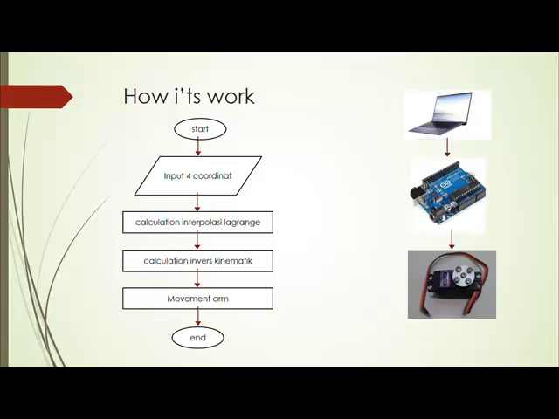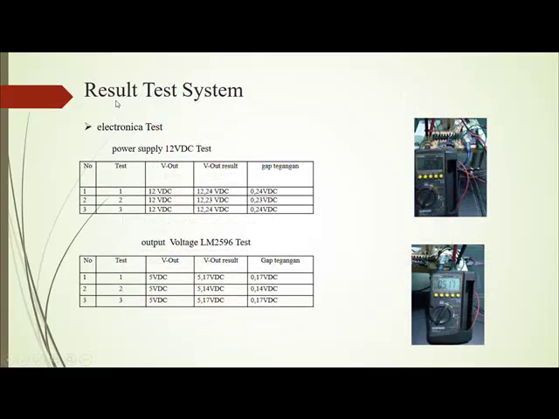How does it work? First, we input the coordinates. Then Lagrange interpolation will calculate, followed by the inverse kinematic calculation. Then the arm moves and has motion. This is the result of the system test for the electrical test: power supply and output voltage.